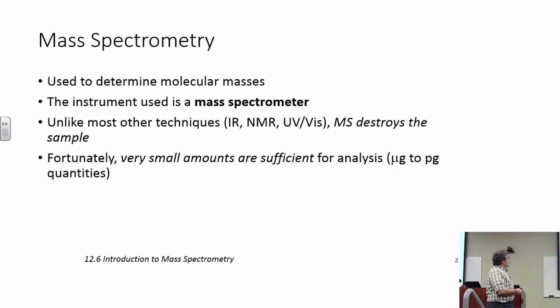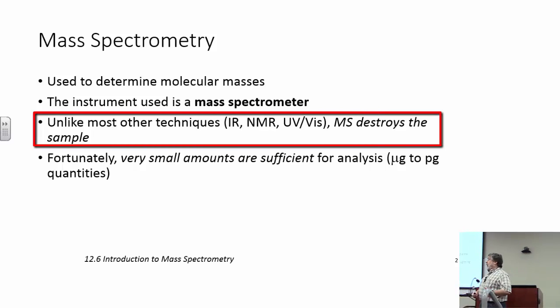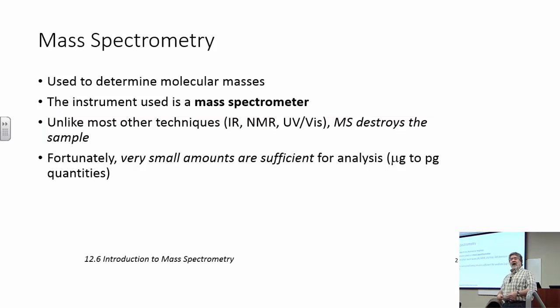What else? Unlike the other techniques, mass spec does destroy the sample. As I said, it really does blow the molecule apart and weighs the parts. So you can't recover it. With an IR, you guys have done IR. You've put a sample onto the instrument. You can recover that sample if you needed to. If that's all you had in the world, you would do that, right?